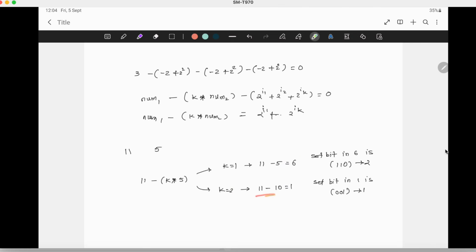So here the answer is 1. Now in 1 the set bit count is equal to 1. But the problem is that the target we got here is itself less than this k value. In two operations, we are trying to perform two operations here, which means the value should be at least 2, the k value, because at least two set bits should be there.